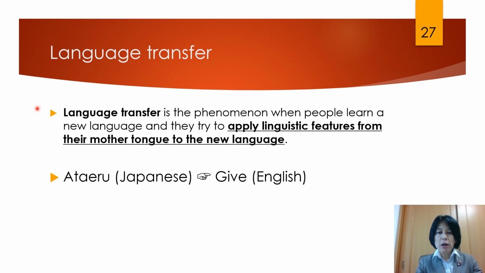Language transfer is the phenomenon when people learn a new language and they try to apply linguistic features from their mother tongue to the new language. Allow me to focus on how the Japanese verb for the English give is used. The verb 与える is the one that corresponds to the English verb give.